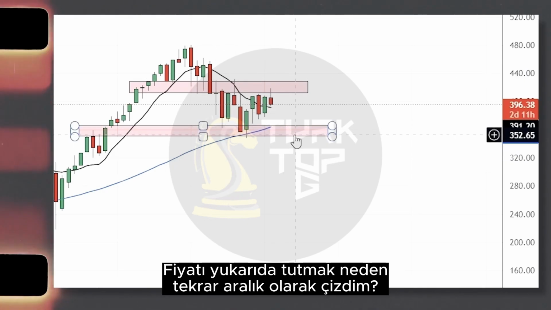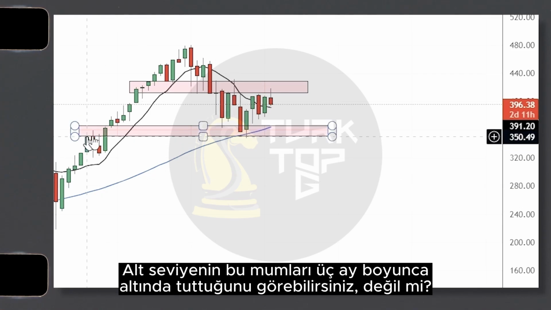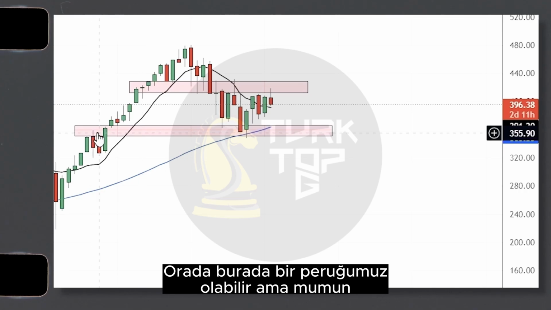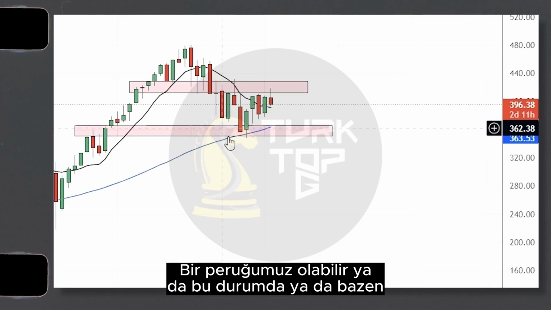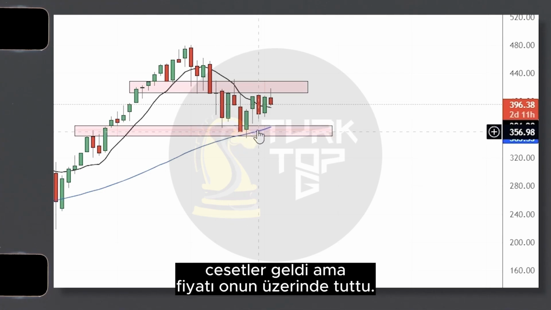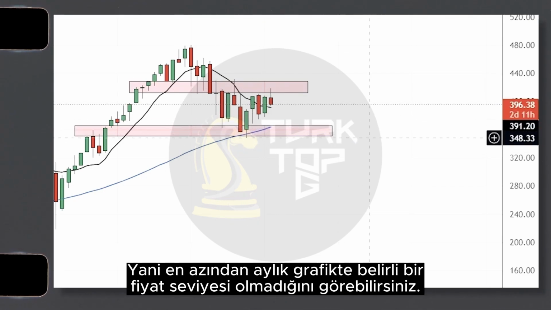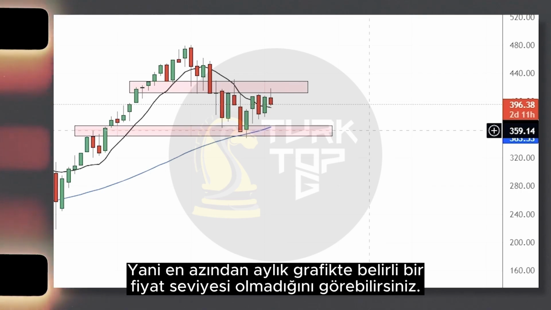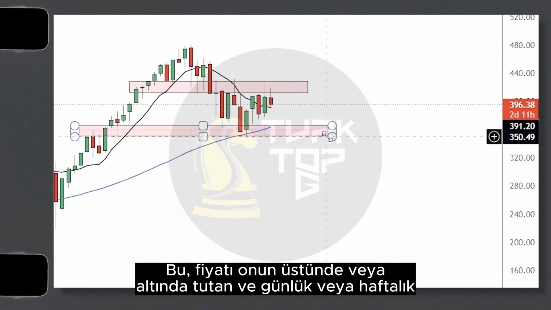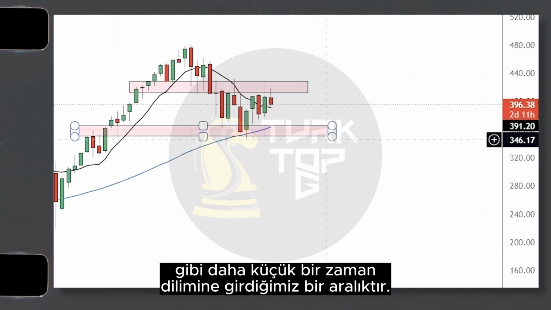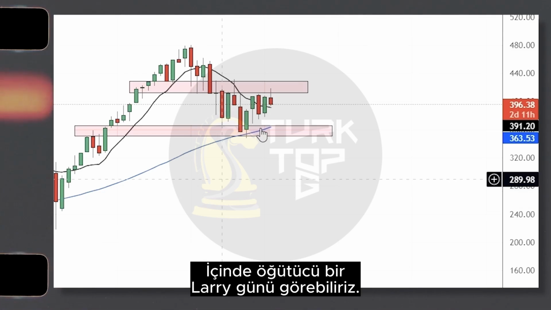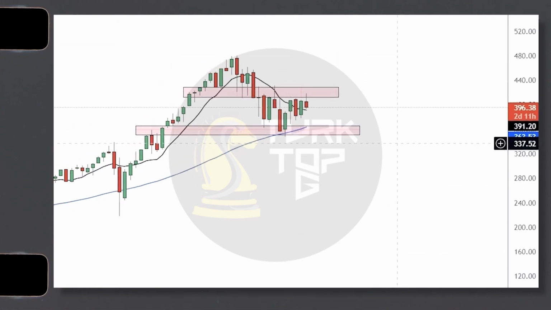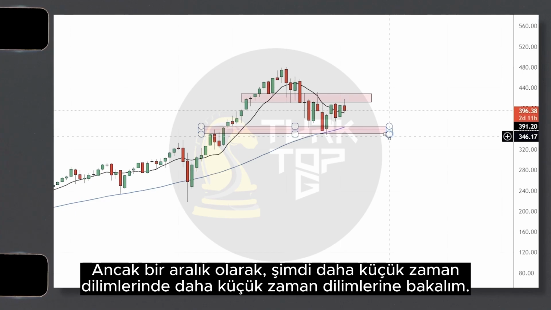Why did I draw it as a range again? You can see this, the lower level kept these candles for 3 months below it, right? We might have a wick here and there, but the bodies of the candles stayed below it, and on this side we might have a wick, or sometimes the bodies came, but it kept price above it. So you can see it's not a specific price level, at least on the monthly chart. It is a range that's keeping price above or below it. And as we get on a smaller time frame like the daily or the weekly, we might be able to see some granularity in it. We might be able to see a daily zone here, but on the monthly, we don't draw it as a specific price level, but as a range.